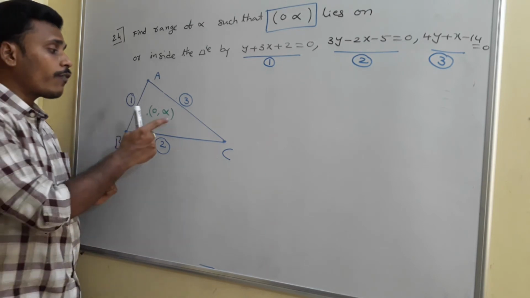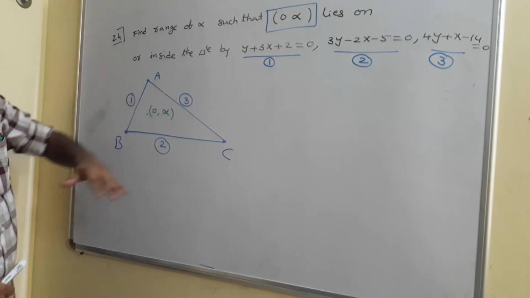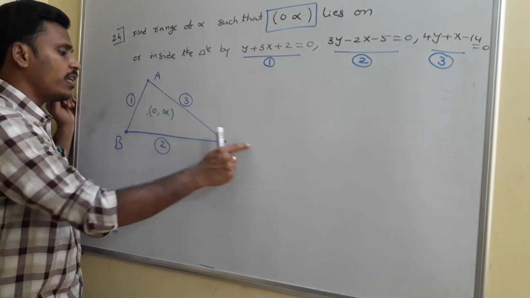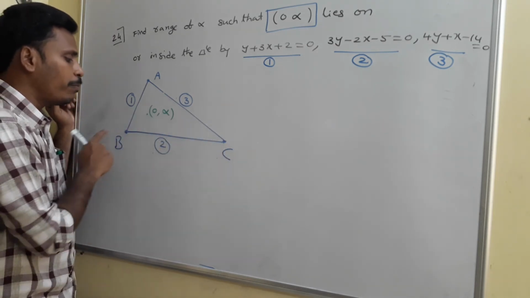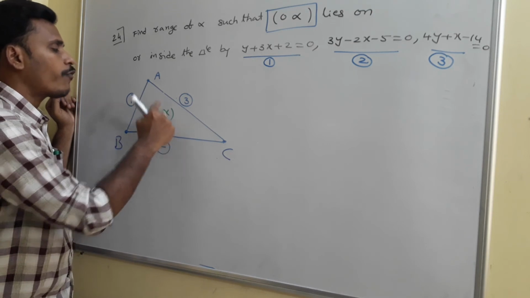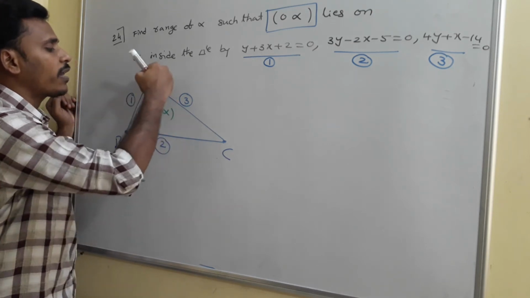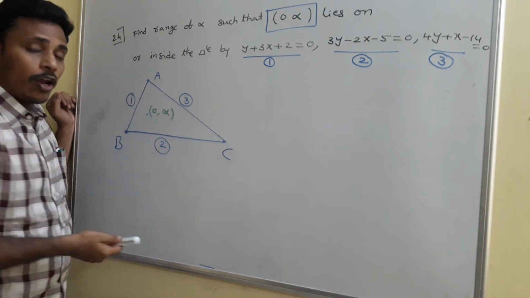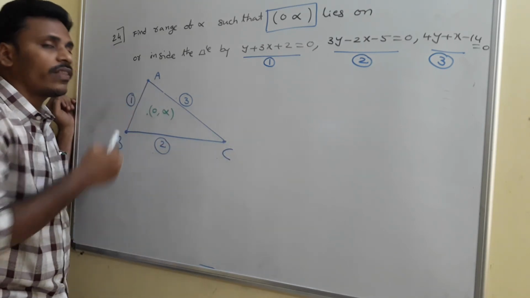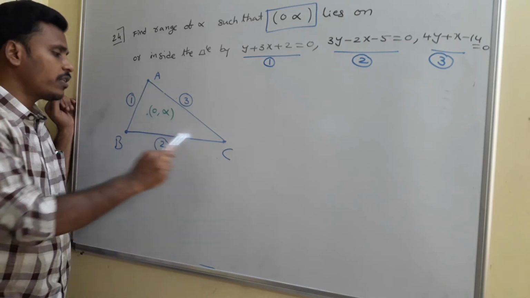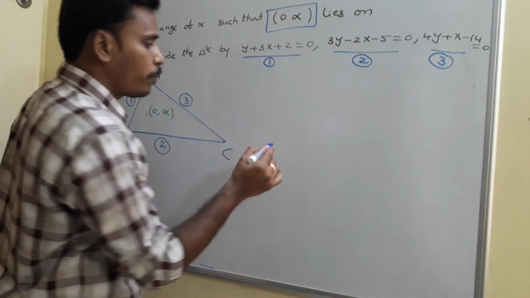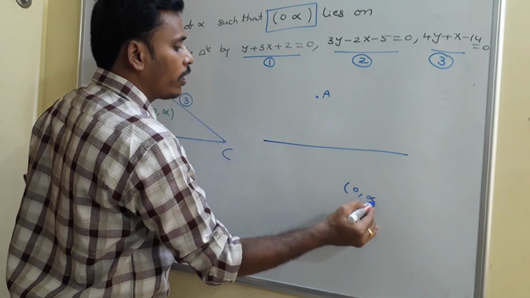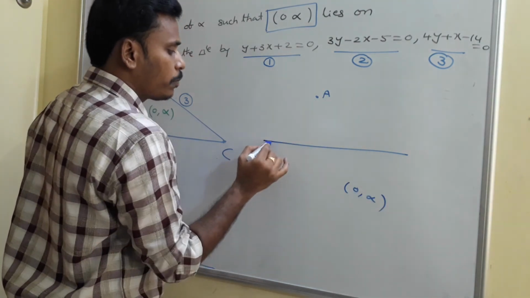My plan is, if the point 0 comma alpha is inside the triangle, then think from the side of BC. If this BC is a line, then for this line BC, 0 comma alpha and the point A both are on the same side of BC. Then only 0 comma alpha will be in the triangle. For suppose BC is there, A is a point here and 0 comma alpha here.